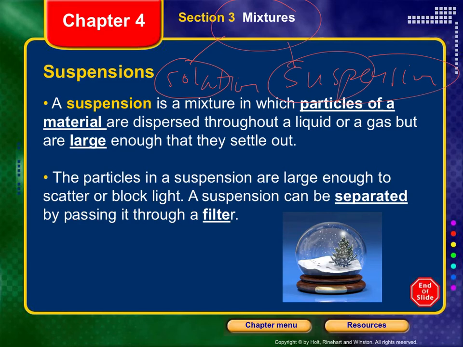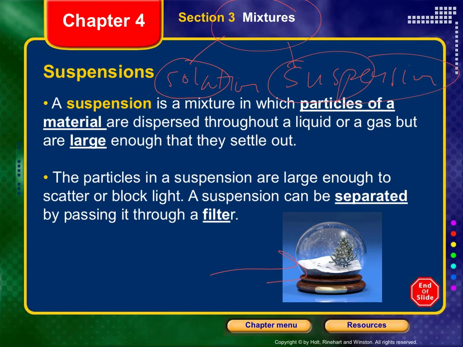So in this case, it's a little different from a solution. Remember, in a solution, the particles never fall and settle to the bottom, right? So the sugar and the corn syrup never settle to the bottom of the Coca-Cola. But in a suspension, the particles are larger, and they do settle to the bottom. So the best example of a suspension is a snow globe. If you shake it all up, that snow flies around, but eventually those big particles of snow will settle down to the bottom of the globe.